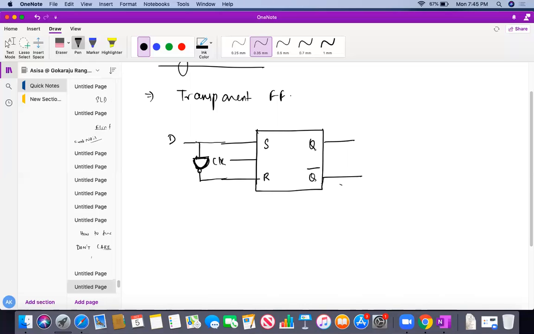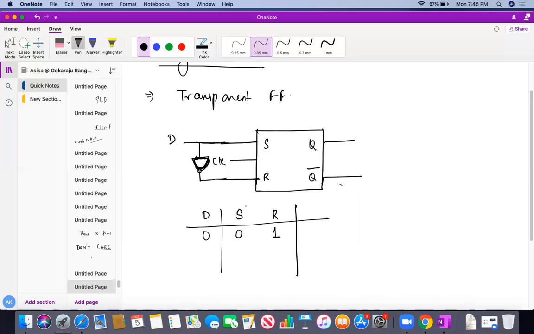So how have I converted the SR flip-flop to the D flip-flop? Just by putting one NOT gate between S and R. What inputs can you expect here? D is nothing else but my S, and R is nothing else but my D bar. See here, if D is 0, what will be my S? S is 0, R is 1, obviously.